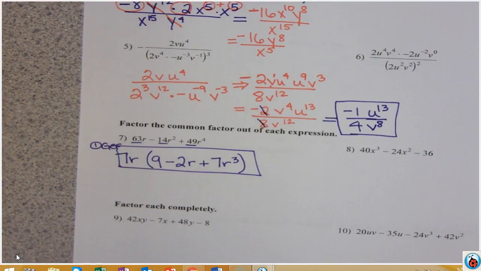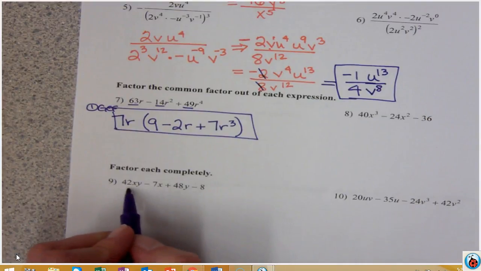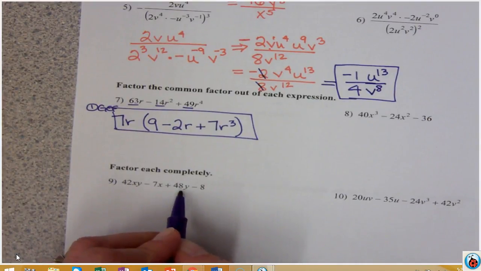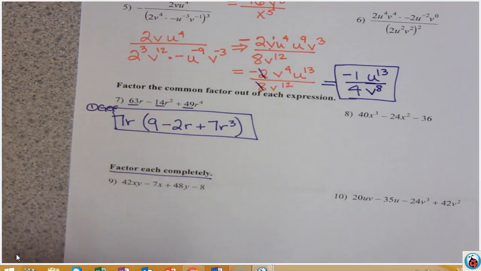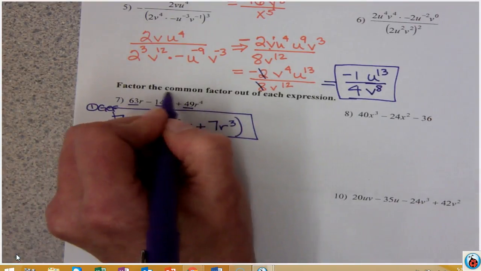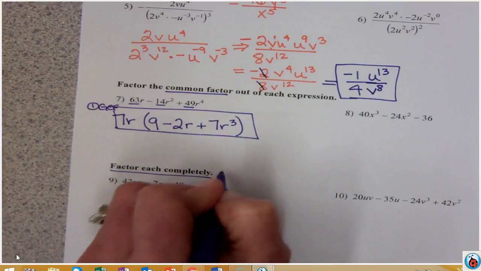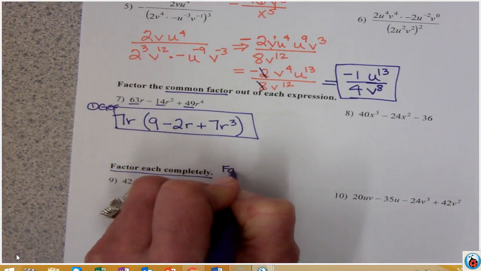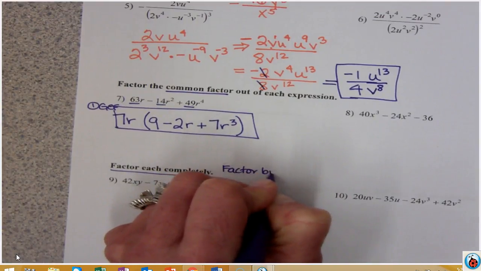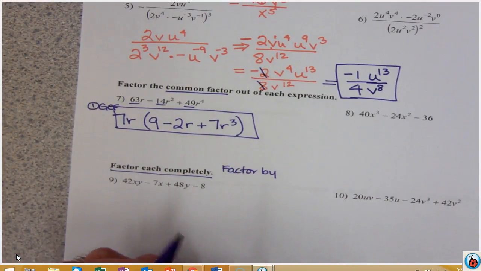Okay, moving down here, I'm going to look at 42, 7, 48, and 8. Now these are telling me to factor completely. These just said factor the common factor out, so I just needed to factor out the greatest common factor. Now I'm factoring these completely, which means factor by either grouping or trinomials or difference of squares.